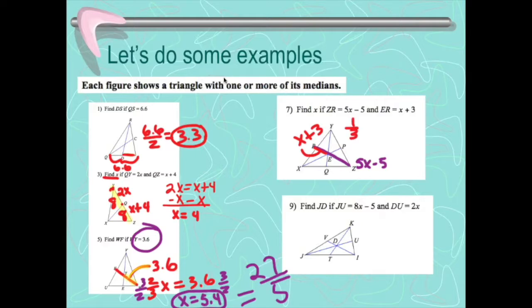1/3 of the whole, which is 5x minus 5, equals the little piece. That's x plus 3. I'm going to move this away. We're going to have fractions. Do you guys like fractions? No. Before we go anywhere, let's get rid of the fractions. How do we do that? Multiply by the reciprocal. Yes, we could. And what is the reciprocal of 1/3?